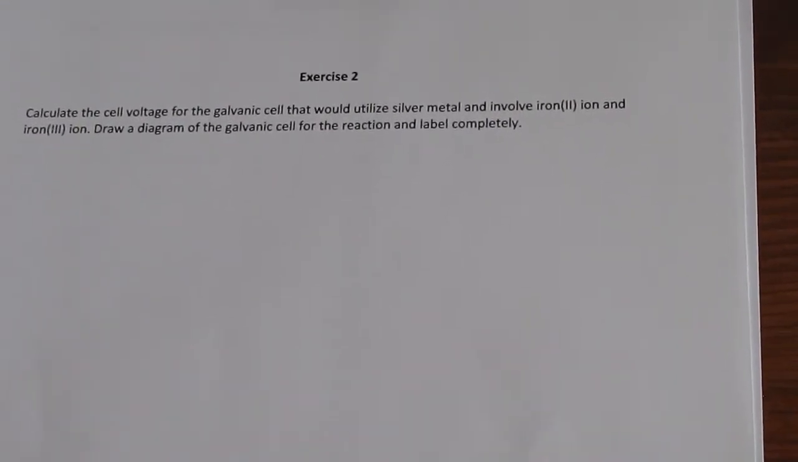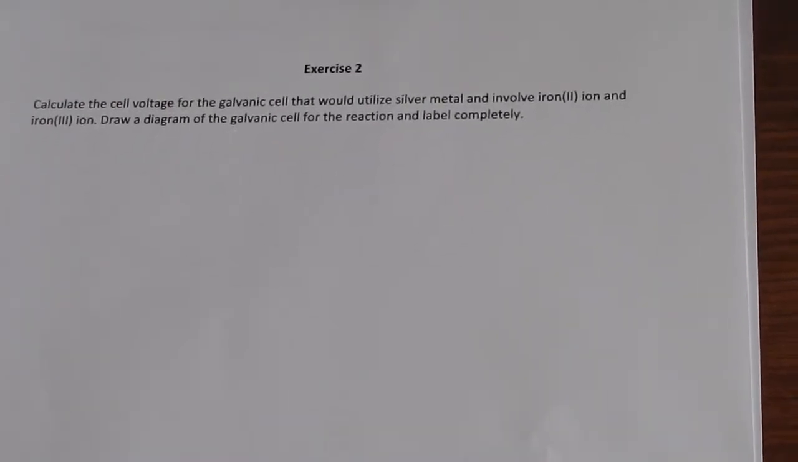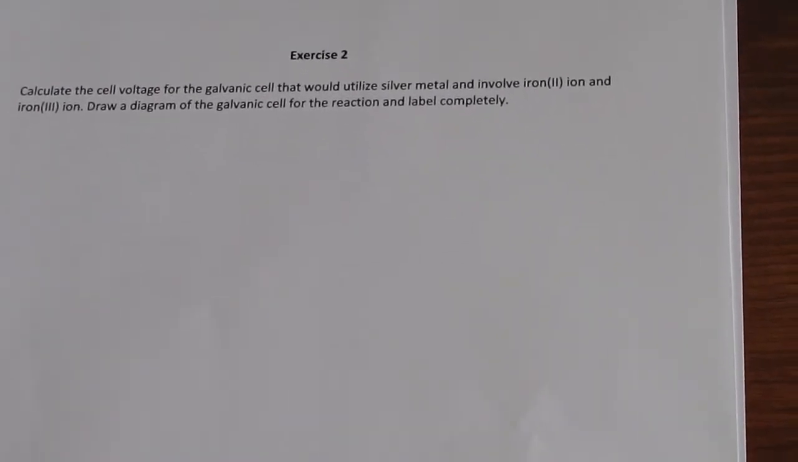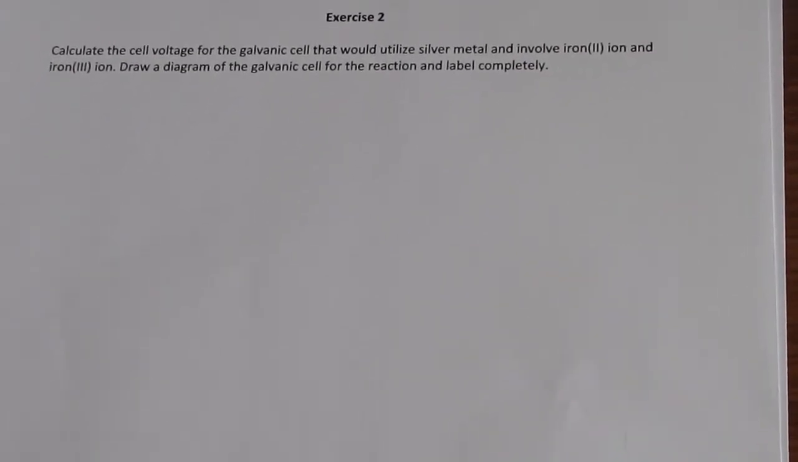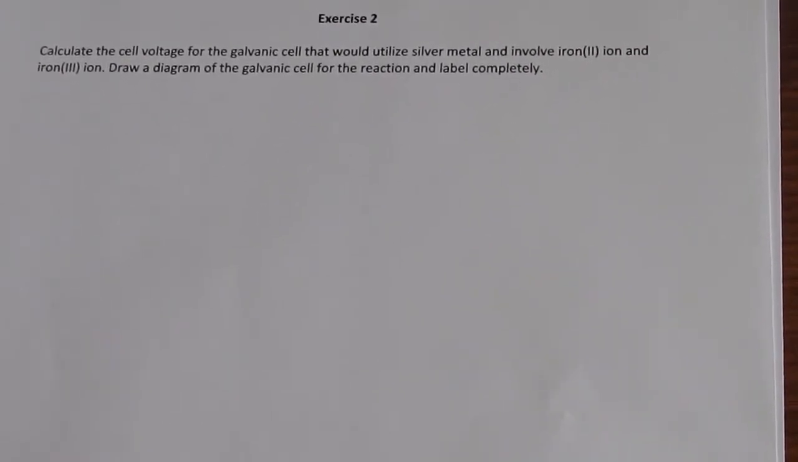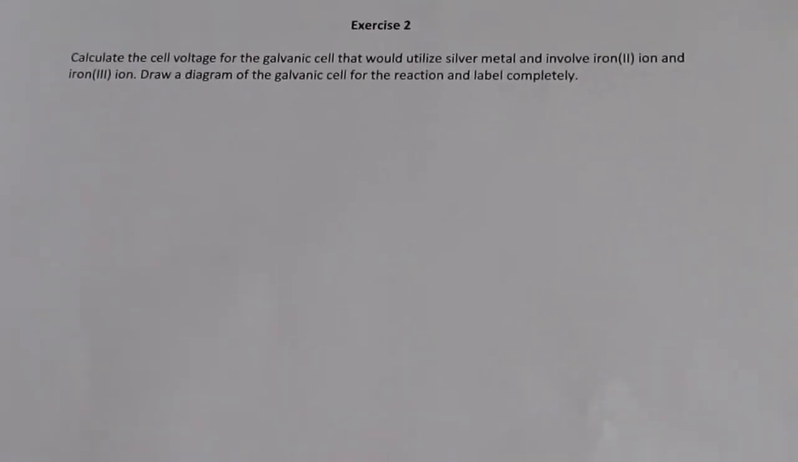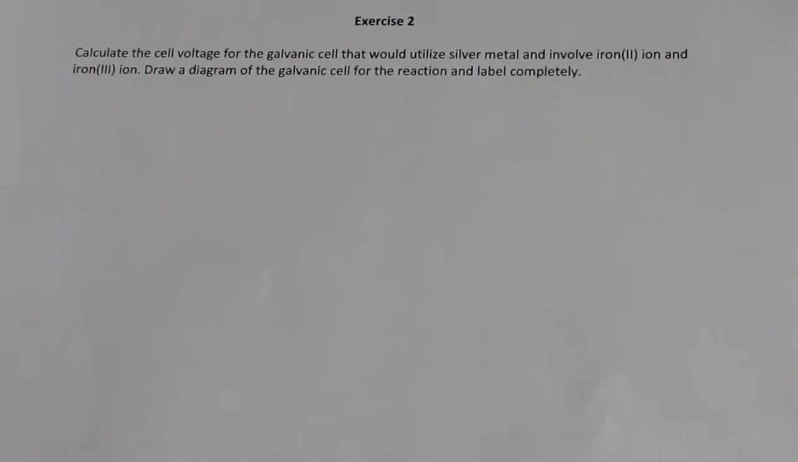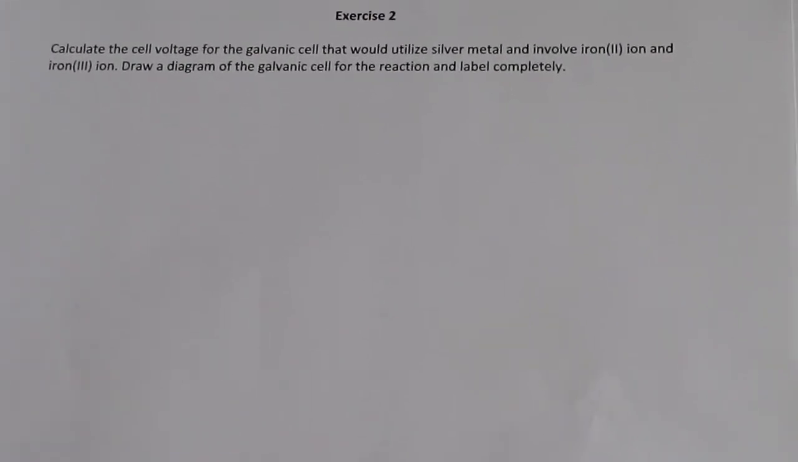The problem in question is number 2 in the electrochemistry notes. And, just as a reminder, a galvanic cell is a cell that produces an electrical current via a spontaneous chemical reaction. Now let's take a look at the problem. Calculate the cell voltage for the galvanic cell that would utilize silver metal and involve iron 2 ions and iron 3 ions. Draw a diagram of the galvanic cell for the reaction and label completely.